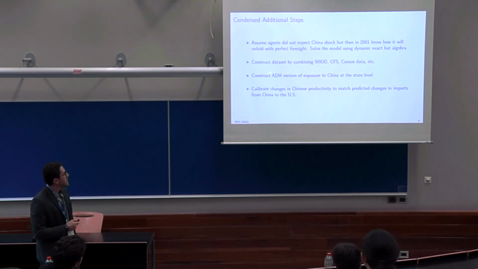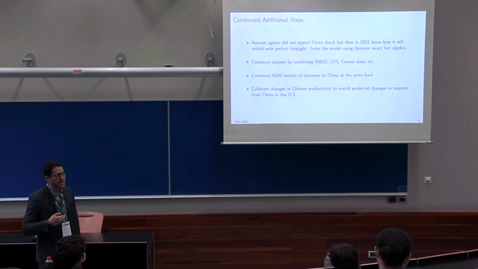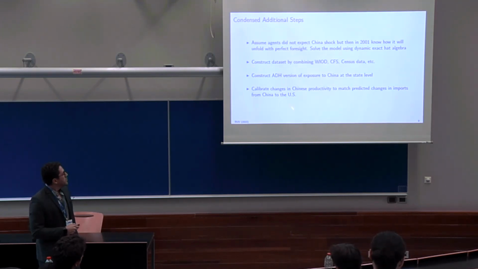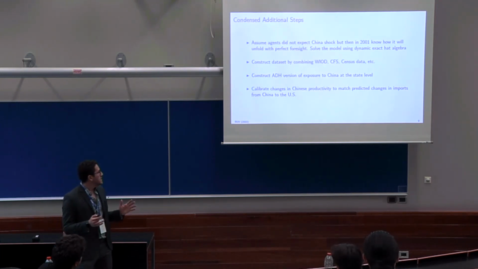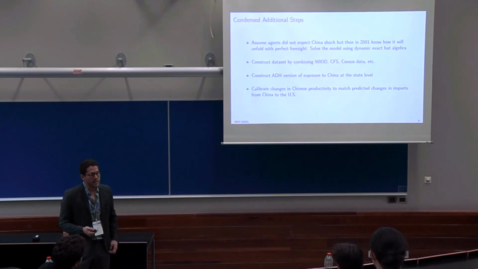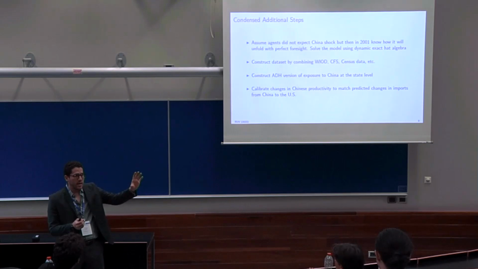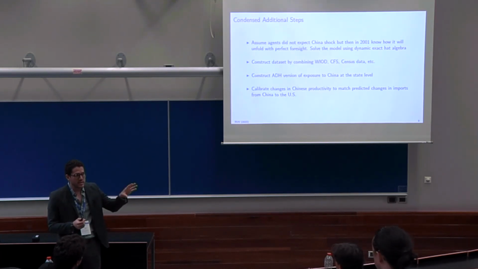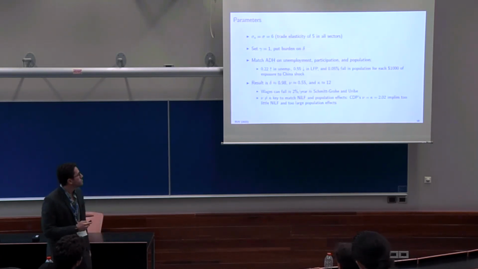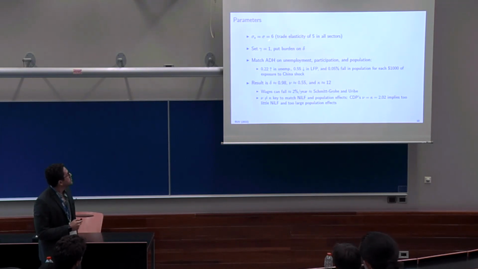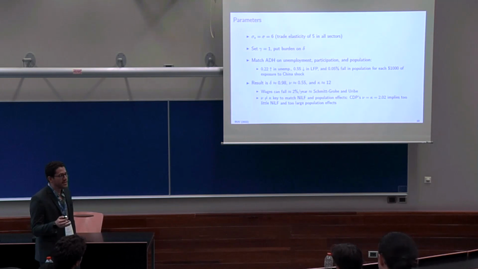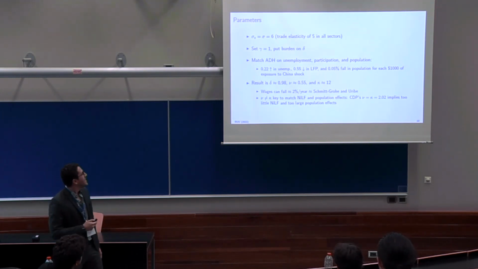We're going to construct the ADH version of exposure to China, but at the state level. And then we're going to calibrate the changes in Chinese productivity in order to match the predicted change in imports from China to the US, using the same 8 high-income countries as an instrument. But again, this is going to happen year by year and across the different sectors in order to match the changes in imports. We're going to assume a trade elasticity of 5 in all sectors. I was happy when I saw the estimates because they're kind of similar.